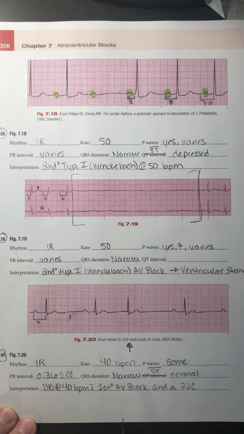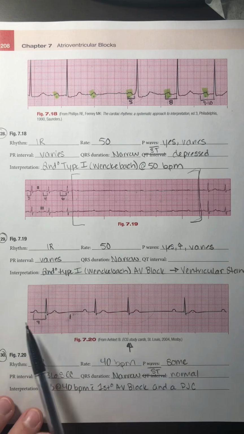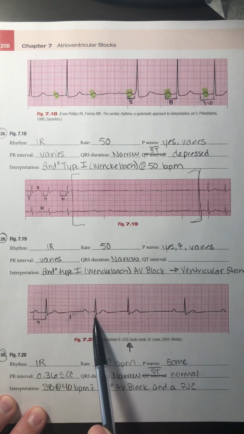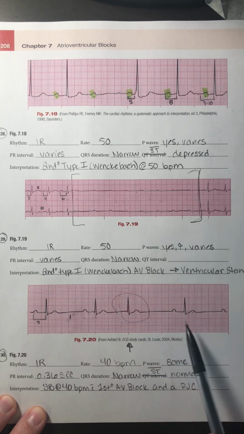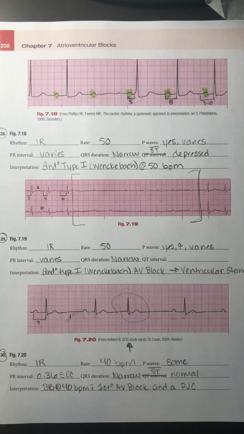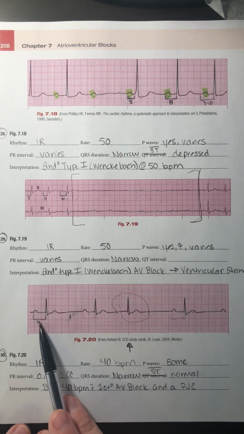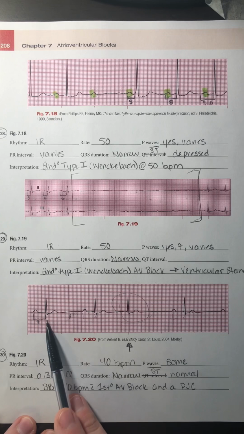My QRSs are narrow, and my ST segment is normal. So my PR interval is consistent, except for this beat because we don't have a P wave. They are all 0.36 seconds. So our underlying rhythm, let's think about it. If my P is far from Q, then I have a first degree. So this is definitely a first degree heart block with that huge PR interval.